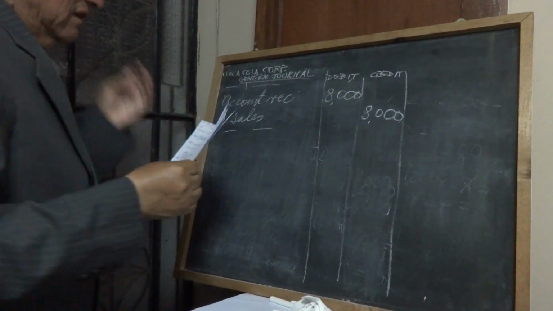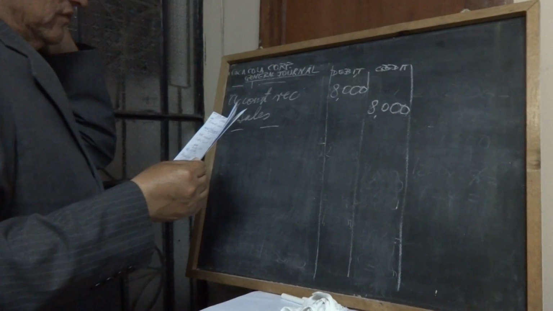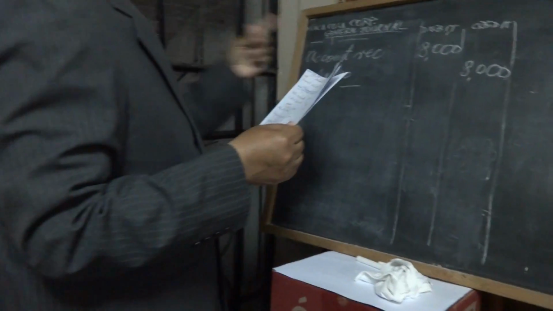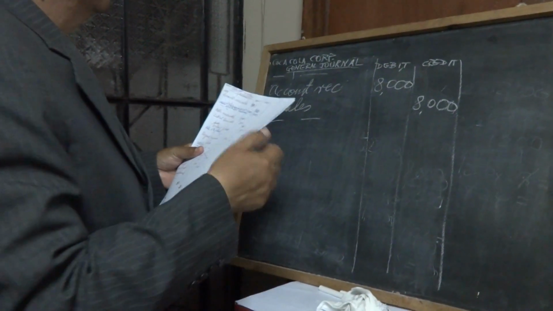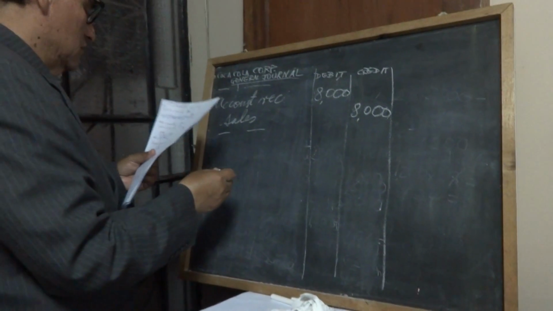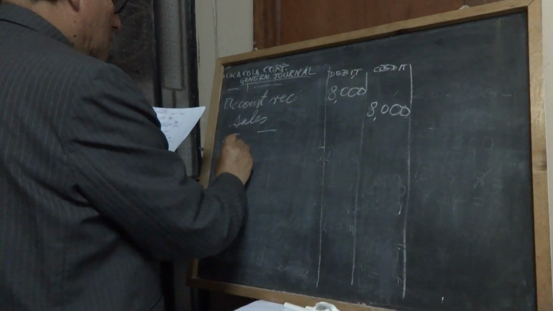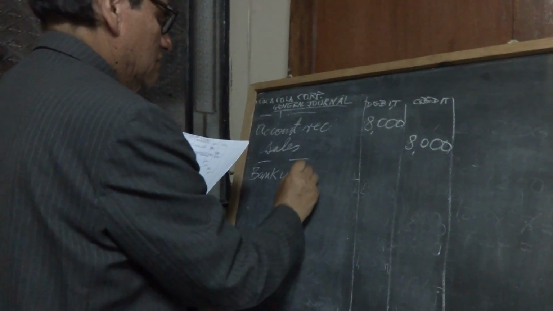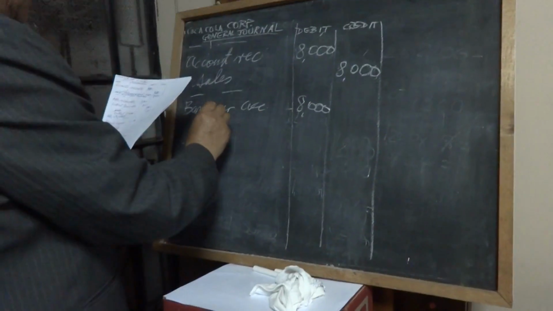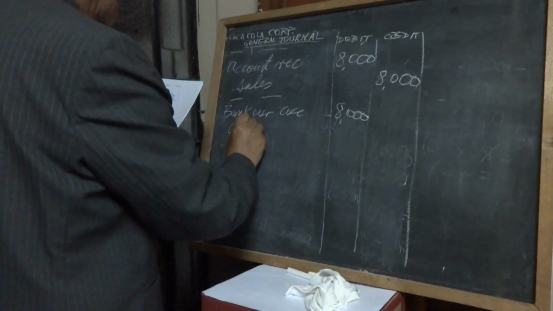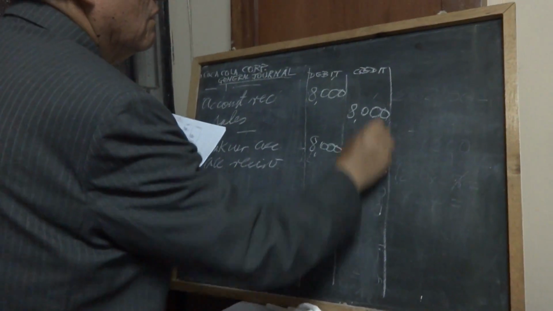Then the Inti Corporation pays to Coca-Cola Corporation this invoice for $8,000. So the entry in the general journal will be bank current account for $8,000 on debit, and accounts receivable for $8,000 on credit.